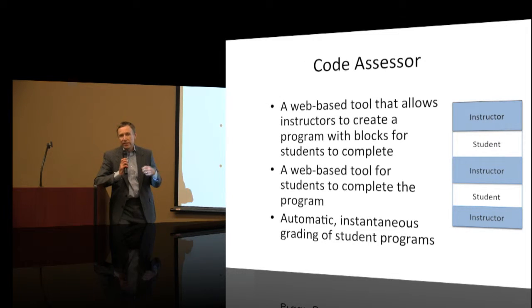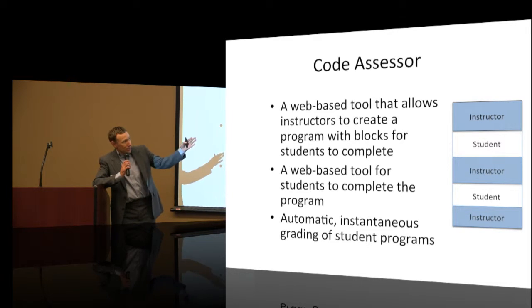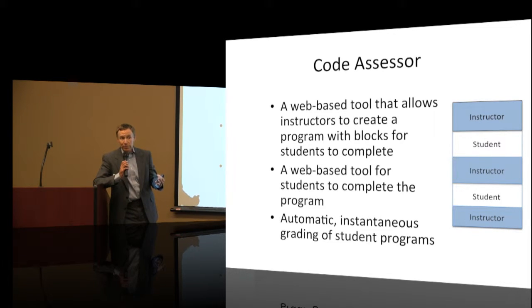So what Code Assessor does is it allows an instructor to put together a program or a template of a program. And as you can see on the right-hand side, what they can do is designate certain parts of it to be filled in by a student. Then they can say each of the blocks to be filled in by a student is worth a certain number of points. They get a certain number of attempts. And for each attempt, it will compare the student's output that's produced by the program against the instructor's output. So we also give the instructor a way to produce a number of test cases.